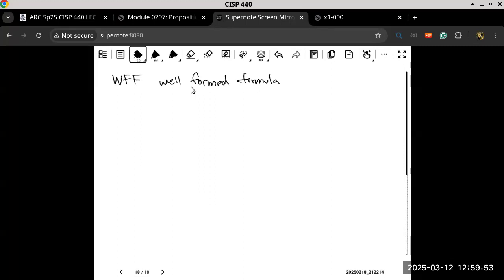Okay. So WFF stands for well-formed formula, and this name was coined outside of the context of computer science. So from our perspective, you can say a WFF, or a well-formed formula, is simply a syntactically correct expression.